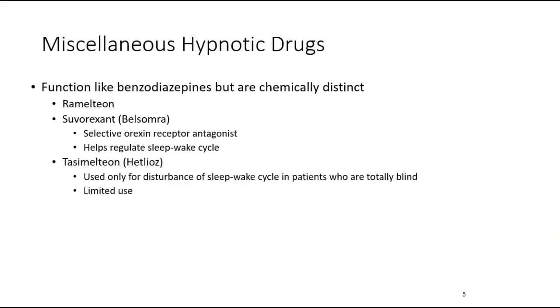So let's take a look at our hypnotic drugs. They function like benzos, but they are very different. These are kind of like miscellaneous ones. We'll talk a little bit more about some of them, but suvorexant or Belsomra, and then the other one, tasimelteon. That is the one you see on the TV with the folks who are completely blind, where they have that non-24 syndrome. That's the medication that's for them.